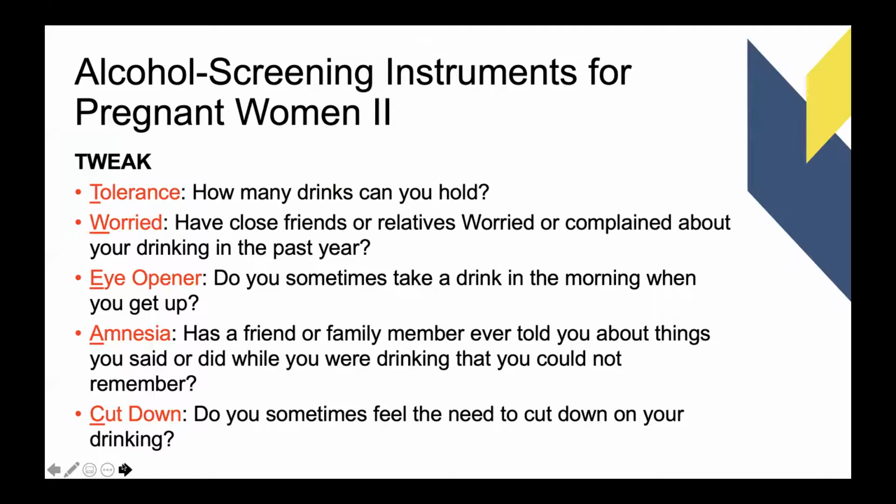Another screening instrument for women is the TWEAK. Again, looking at tolerance: how many drinks can you hold? Worried: do you have friends or relatives worried or complaining about your drinking in the last year? Eye opener: do you sometimes take a drink in the morning when you get up? Has a friend or family member ever told you things that you did not remember, known as amnesia? Cut down: do you feel the need to cut down on your drinking?